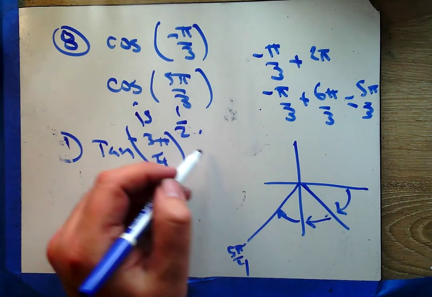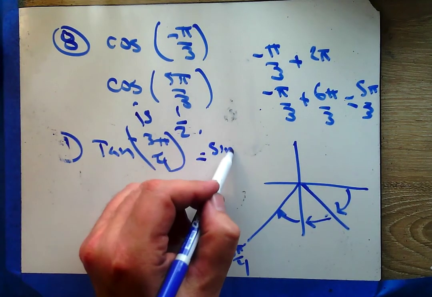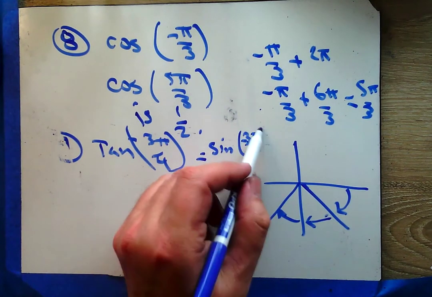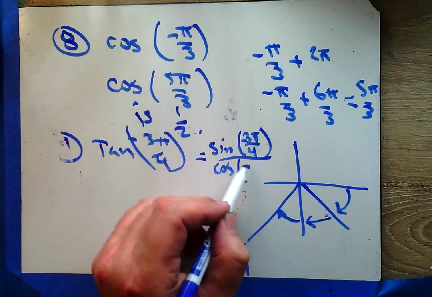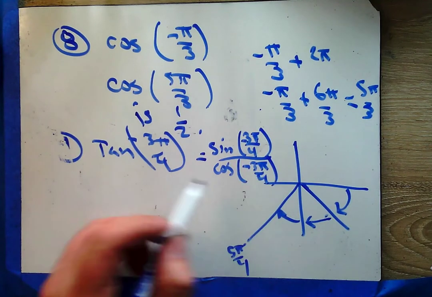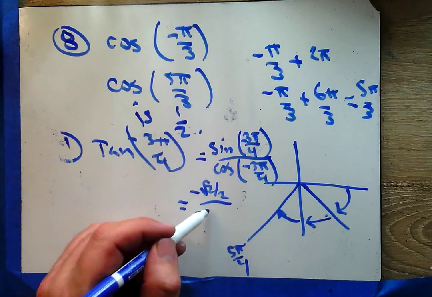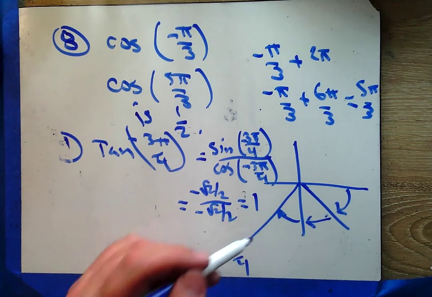Okay, so the tangent of negative 3 pi over 4 is the same as sine of negative 3 pi over 4 over the cosine of negative 3 pi over 4. And so we get negative root 2 over 2 divided by negative root 2 over 2, and that will still be 1. So you've seen two ways to do that problem. 10.